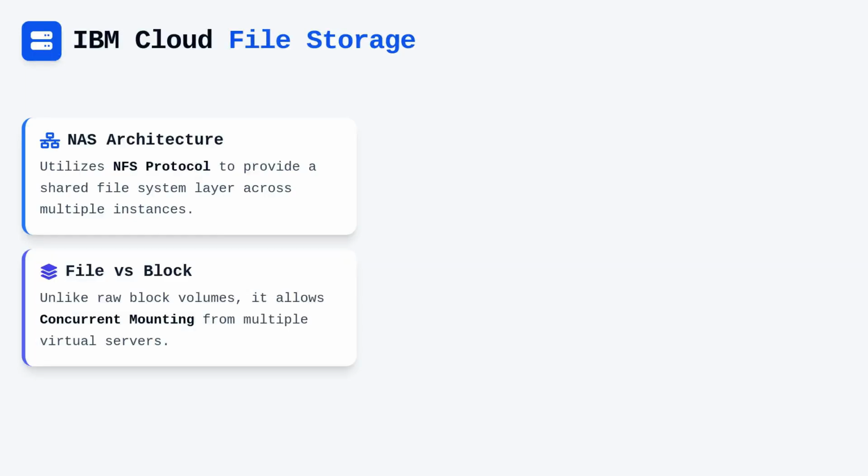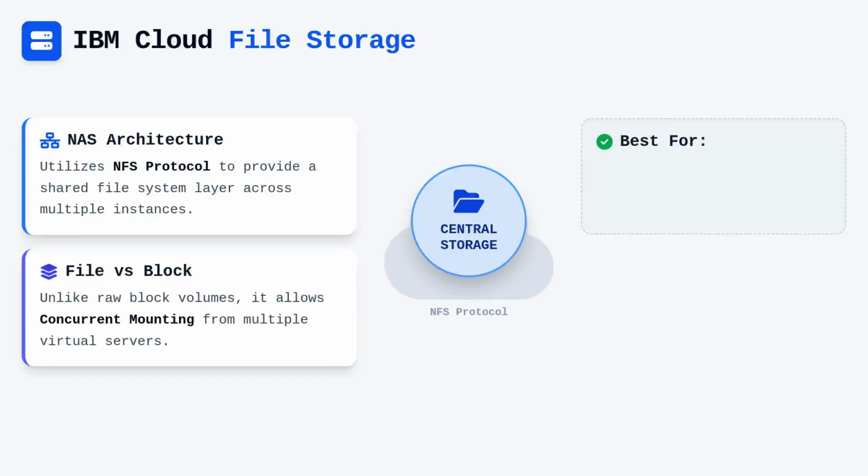protocol. Unlike block storage, which provides raw disk volumes to a single instance, file storage introduces a file system layer that allows for concurrent mounting from multiple virtual server instances. This capability is essential for distributed web server clusters, where each node needs to serve the same set of static assets, or in content management systems where files must be accessible across the entire application tier.